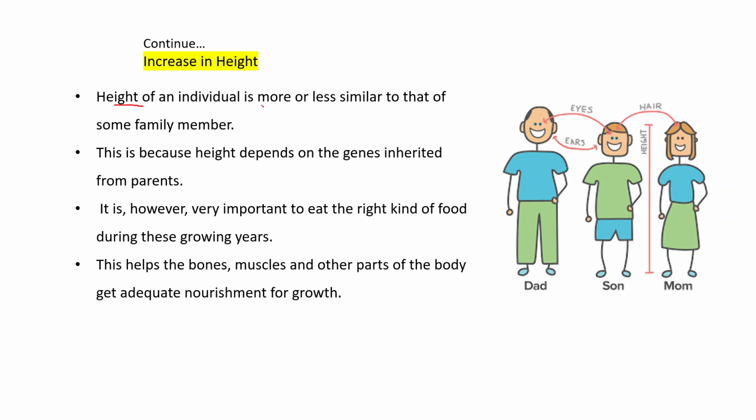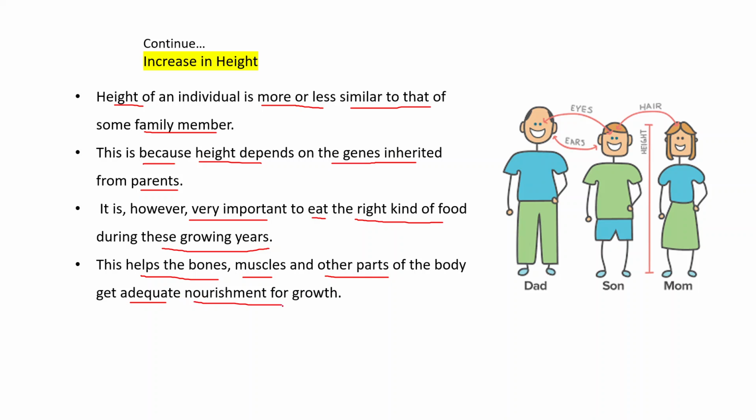Height of an individual is more or less similar to that of some family members. This is because height depends on the genes inherited from parents. In the cell structure chapter we have discussed this. It is, however, very important to eat the right kind of food during these growing years. This helps the bones, muscles, and other parts of the body get adequate nourishment for growth. That's why proper diet is necessary at this age.